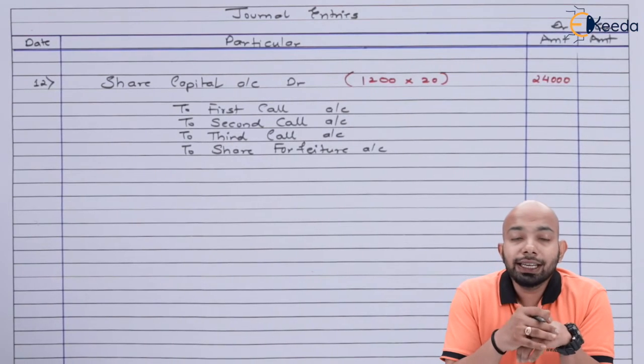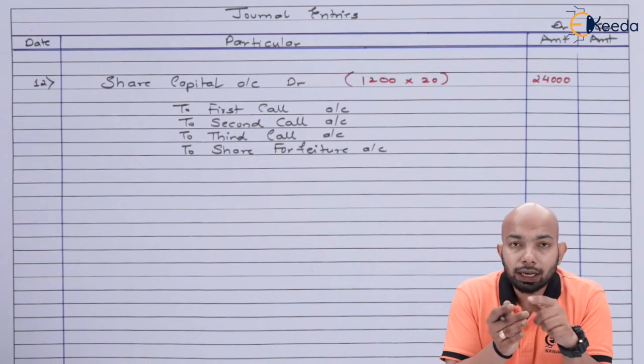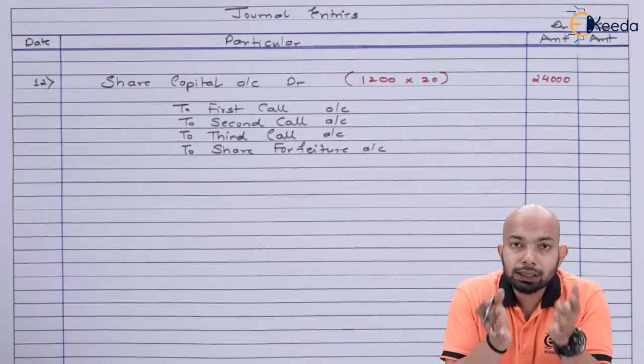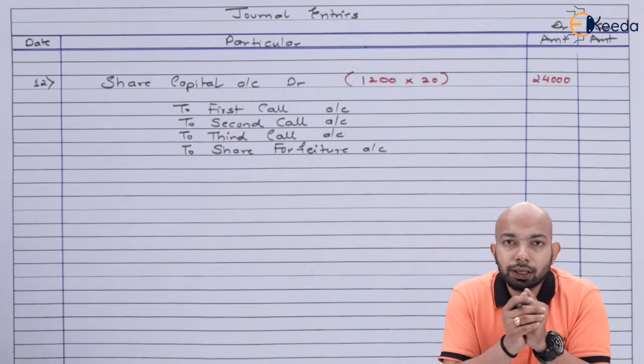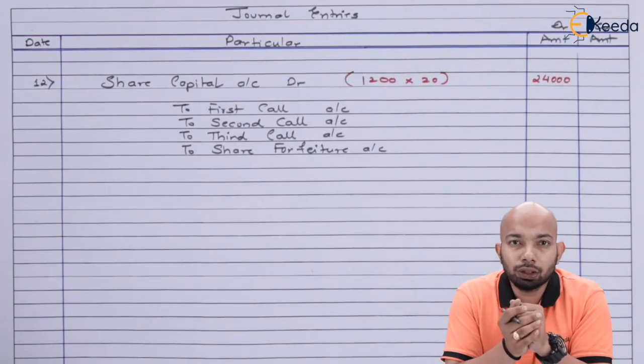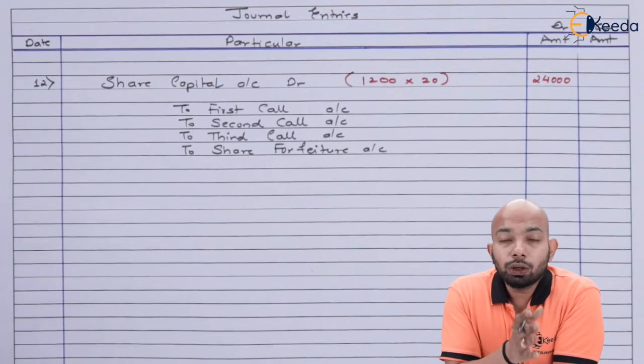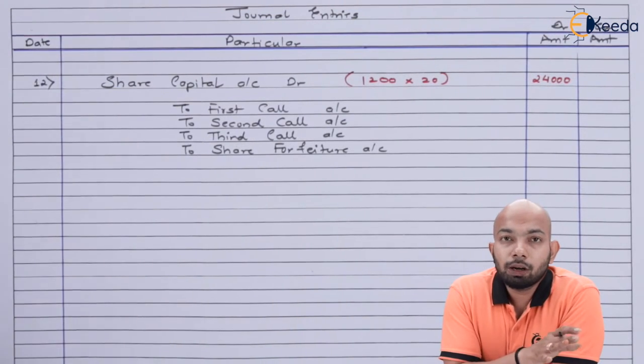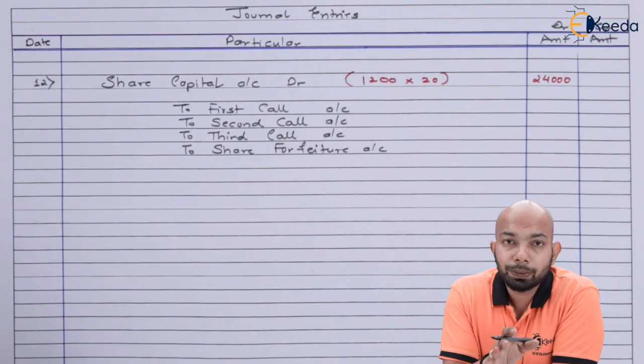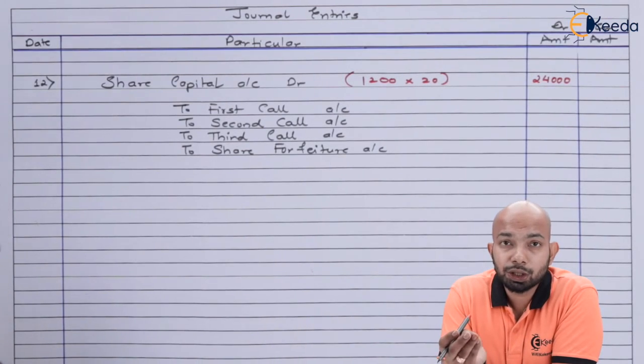Now we'll be mentioning the first call in arrears, then the second call in arrears, then the third call in arrears. We'll mention the total. We already have that total with us. So for first call, only one person, John, didn't pay up the amount. That means 200 into 3 rupees, because first call money is 3 rupees per share.